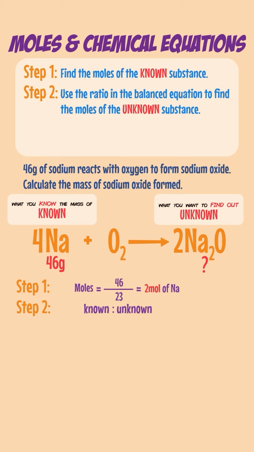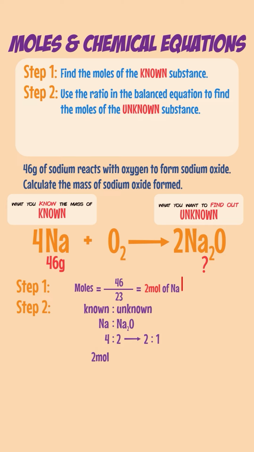So in this example, the big number in front of the known and the unknown are 4 and 2. Meaning we have a ratio of 4 to 2. This can be simplified to a ratio of 2 to 1. So this means your moles of your known substance is 2 times bigger than the moles of your unknown substance.